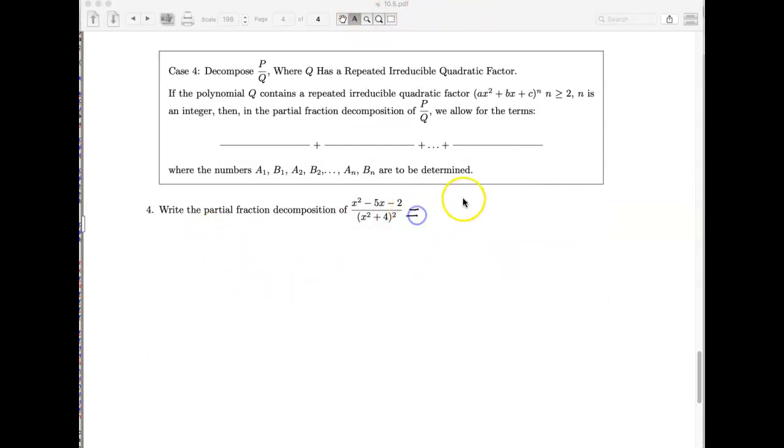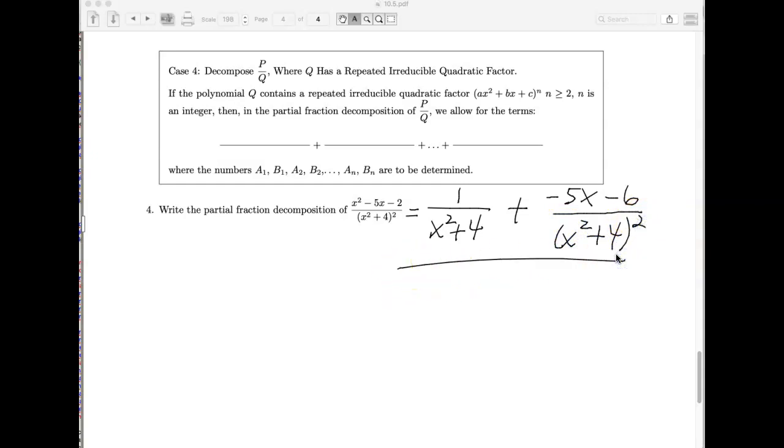So this is going to equal 1 over x squared plus 4 plus -5x minus 6 all over x squared plus 4 squared. So that's our answer, and I would just suggest that the key to doing these is being able to recognize which case you have and how to set up that partial fraction decomposition.